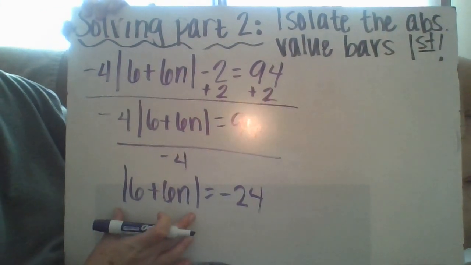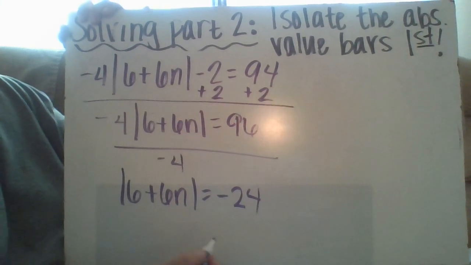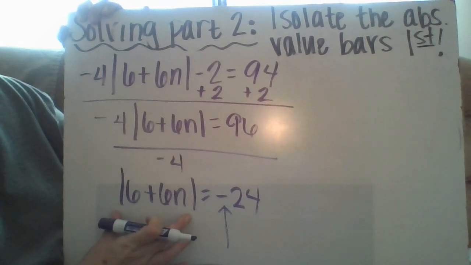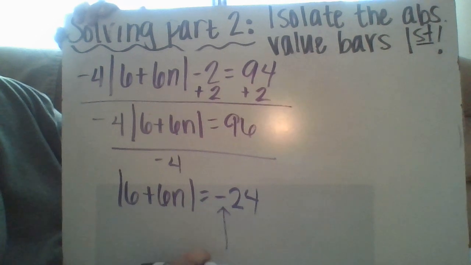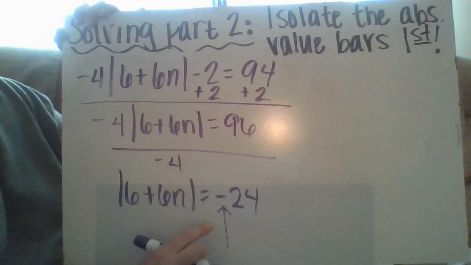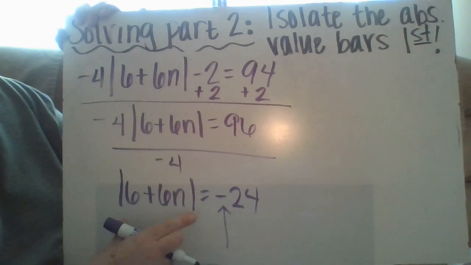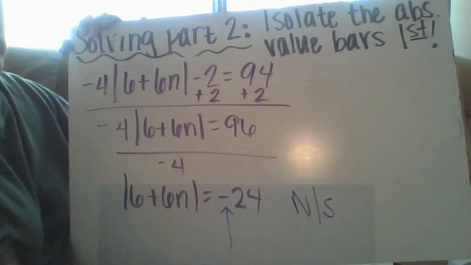Now notice my bars are alone, so at this point I could separate it into two separate equations, but notice even more so is that fella right there. The distance from 0, the absolute value of something, cannot equal a negative number. So if you notice this immediately, once your bars are alone, it can only be established once the bars are alone. If the bars equal a negative number, you can immediately say no solution.